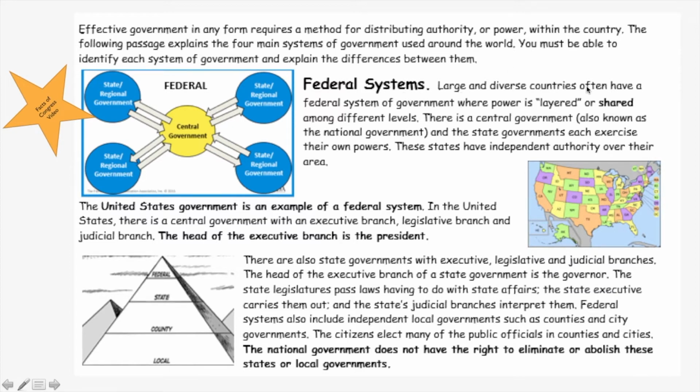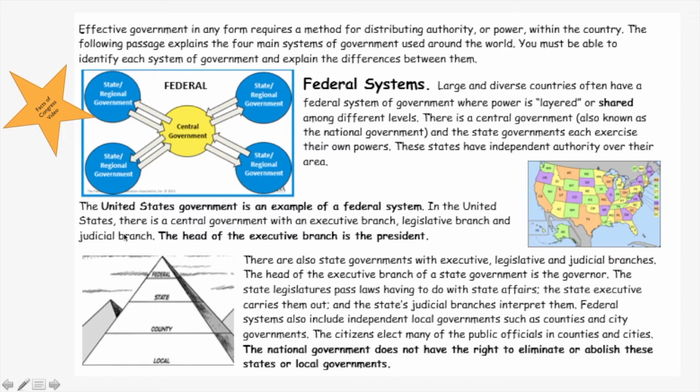Large and diverse countries often have a federal system of government where power is layered or shared among different levels. There is a central government, also known as the national government, and then there's the state governments, and each exercise their own powers. These states have independent authority over their area. The United States government is an example of a federal system.